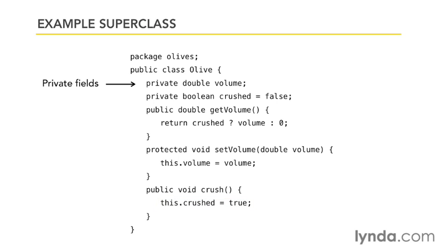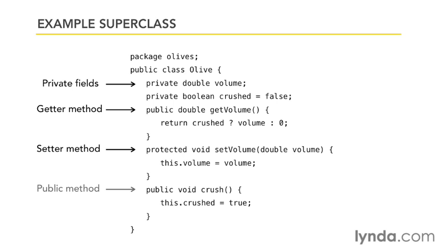The fields or data values are marked as private. Only the superclass can deal with them directly. The getVolume method, which is a getter-accessor method, can be called by anybody in the application. The setVolume method, the setter, can only be called by the class itself and the subclass, and the crush method is declared as public. Now again, this is just one way of designing the code. It follows some standard recommendations in Java, like keeping private data private, but you could choose to do it differently.